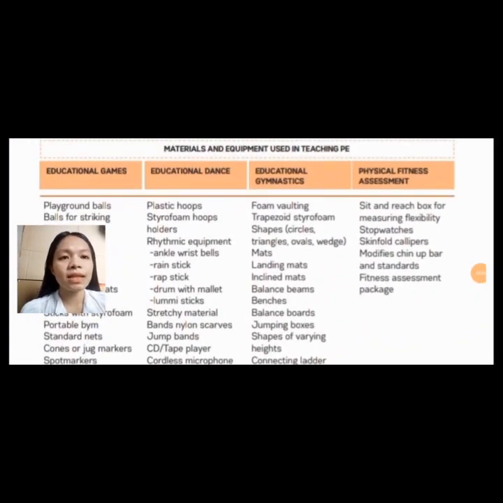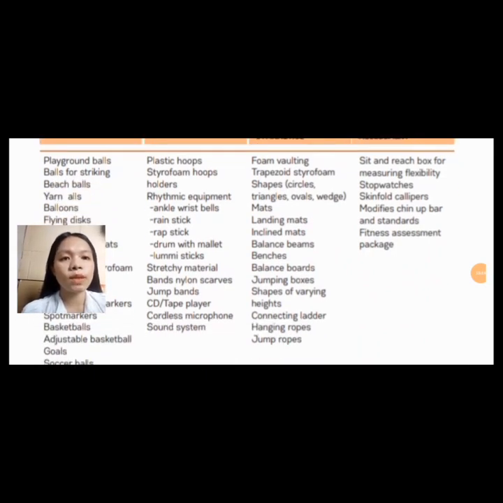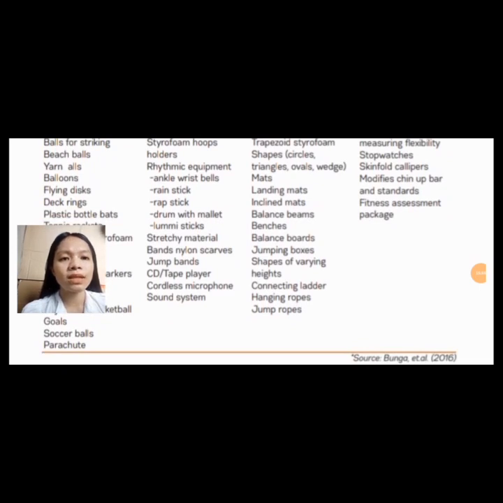So next is educational dance: plastic hoops, styrofoam hoops, holders, rhythmic equipment, ankle wrist bells, rain stick, rope stick, drum with mallet, lummi sticks, stretchy material, nylon scarves, jump bars, CD player, cordless microphone, sound system.